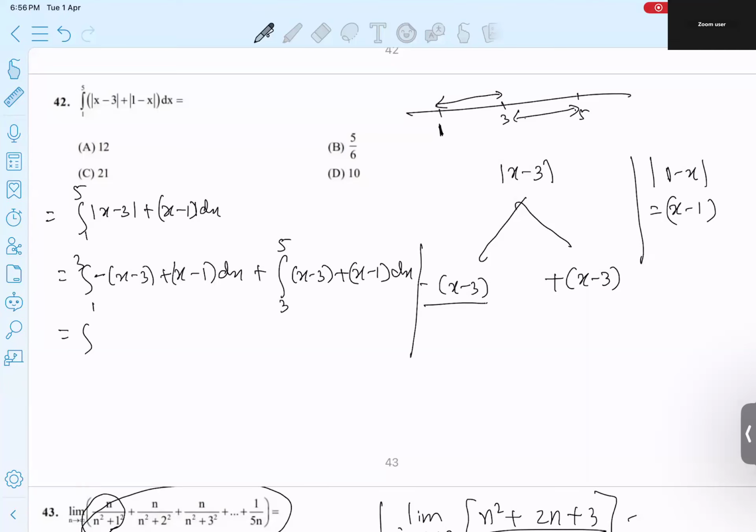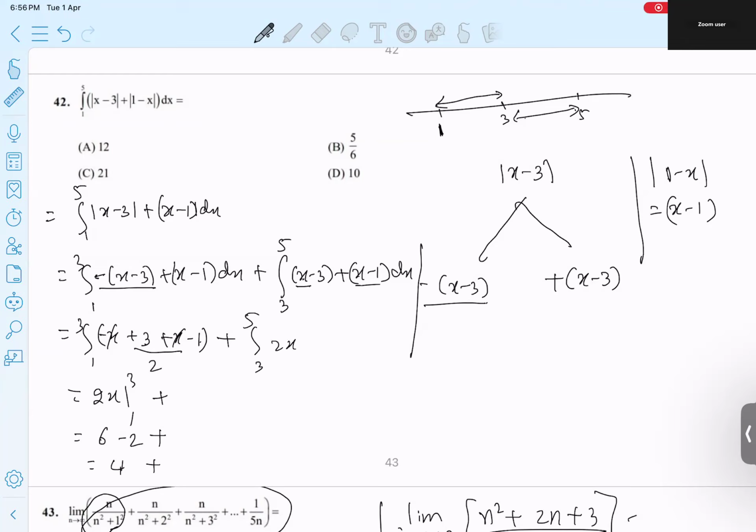So this gives us, from 1 to 3, multiply this minus inside the bracket: minus x plus 3 plus x minus 1. So plus and minus x will cancel, we'll get 3 minus 1, which is 2. Integral of 2 is what? 2x. Apply the upper limit minus lower limit: 6 minus 2, which is 4. Summing up along with this, x minus 3, x minus 1: x plus x is 2x, minus 3 minus 1 is minus 4.